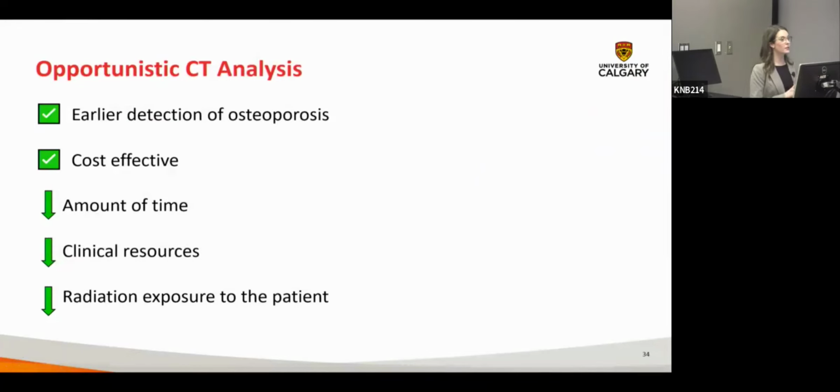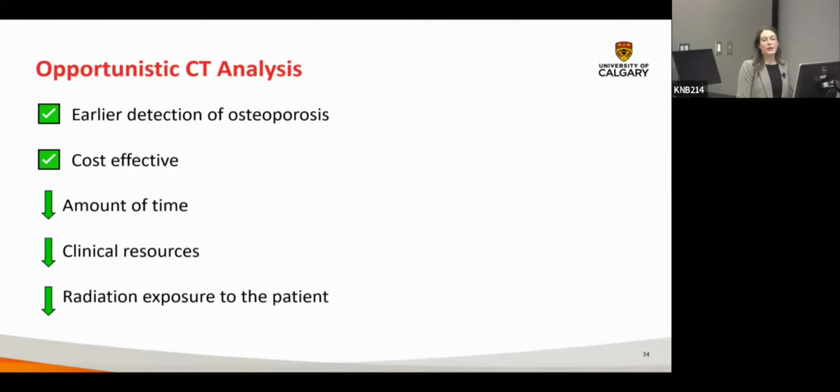It's cost effective. You could save on not having to do a DEXA scan if we're able to get these BMD measures from scans that are already being taken for various other clinical diagnoses. It can decrease the amount of time. It could also decrease clinical resources. So again, not requiring any of those extra DEXA scans. And most importantly, probably decreasing radiation exposure to the patient since they've already had a CT scan. They're not going to get more radiation from a DEXA scan, even though it is low.